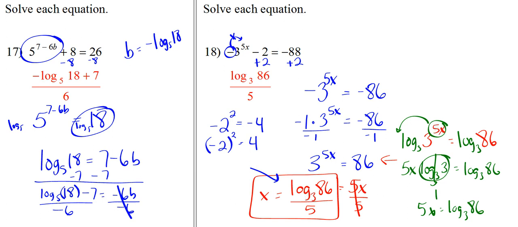And this negative sign right here becomes a plus sign, because both the log and the negative 7 are divided by negative 6. So that gives us a plus 7 divided by 6. All right, and that is 17 and 18.